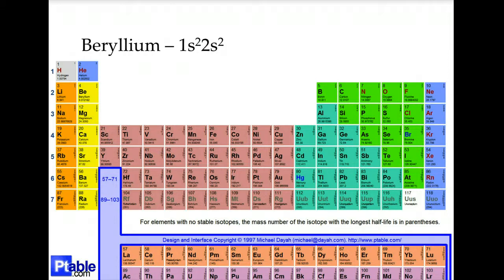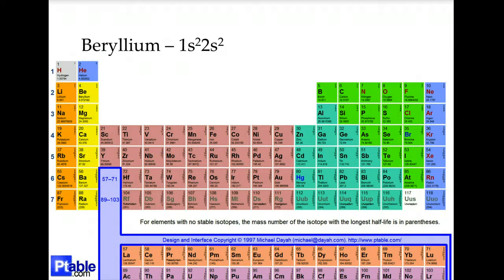Okay, now beryllium, 1s2, because we had to pass through hydrogen and helium, and then 2s2. It's in the second column. Okay, so it's going to be a 2s2.